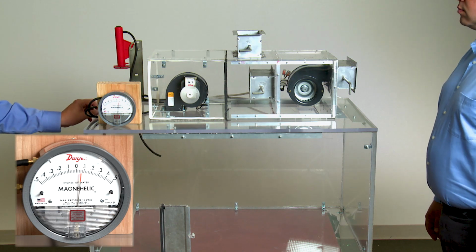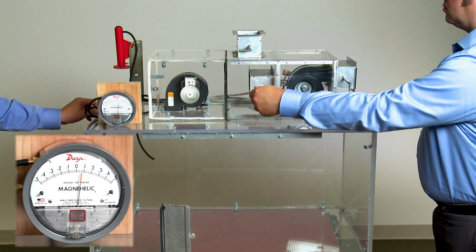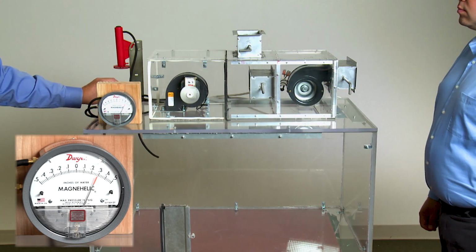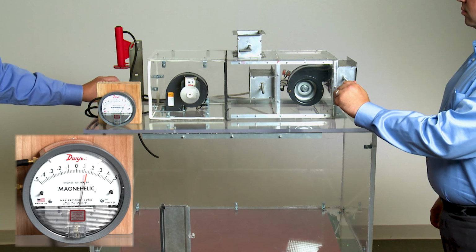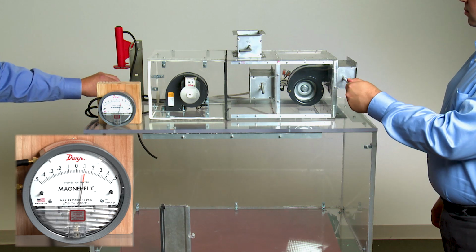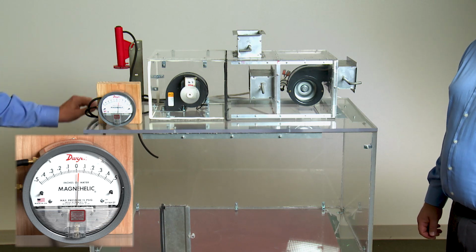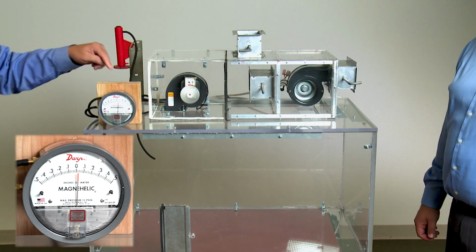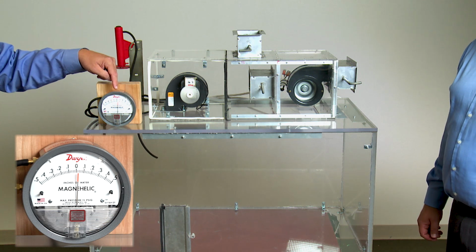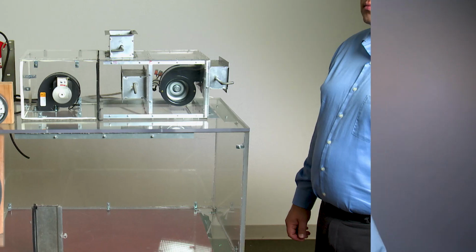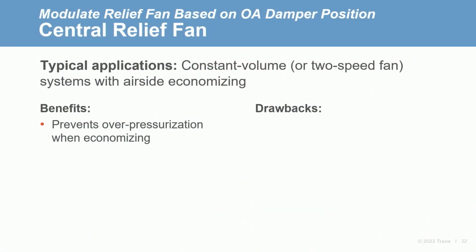Now let's try economizer mode. When Eric closes the return air damper and fully opens the outdoor damper, you see that building pressure rises further. But with this control strategy, as soon as the outdoor damper begins to open for economizing, I turn on the relief fan. This forces the excess air out of our building, preventing it from being overpressurized. This on-off control strategy prevents overpressurizing the building during airside economizing.